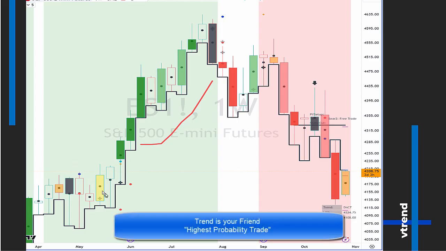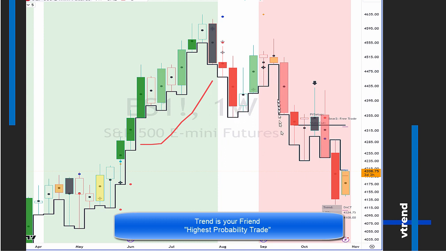Here's an example with the vTrend line shown on the chart. The vTrend is this black line here that's following price. Remember, if the vTrend is touching the low of the bar, that means the trend is bullish. So in this example here, the trend is bullish, bullish, bullish, bullish, bullish, bullish. Even when price is going down, it's still at the bottom of the bar, so the trend is still bullish.